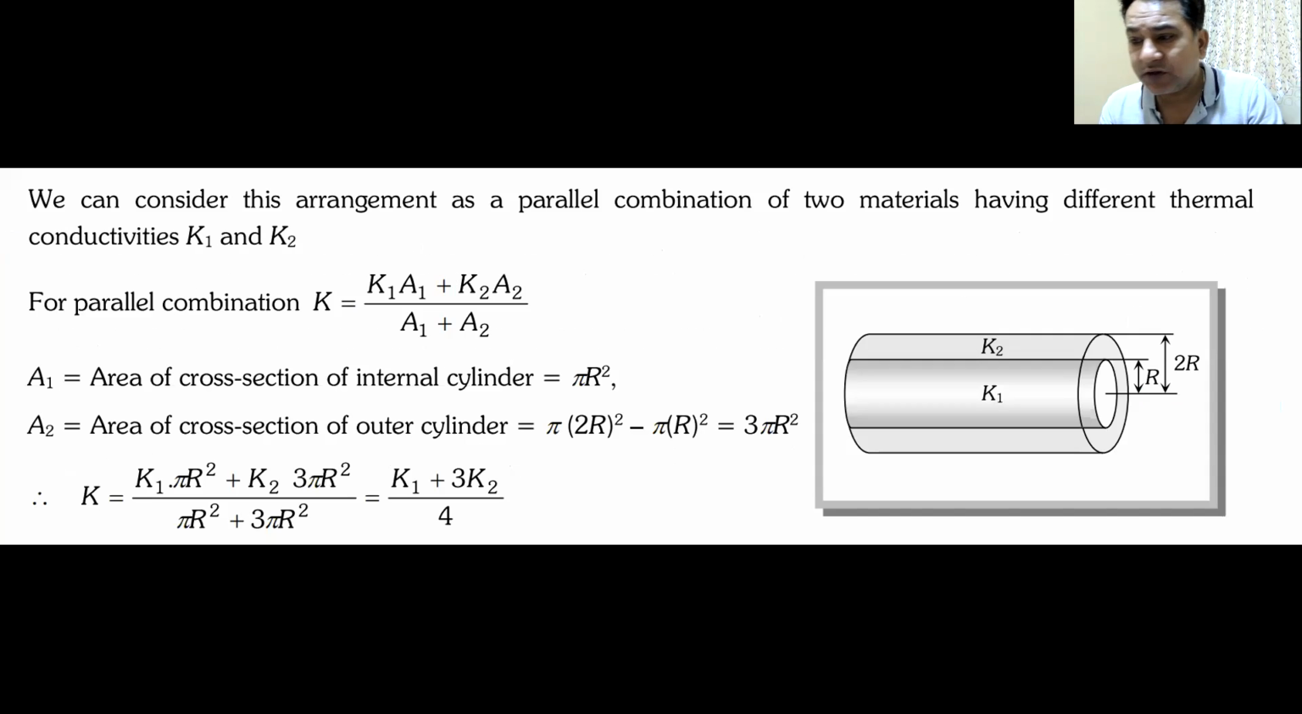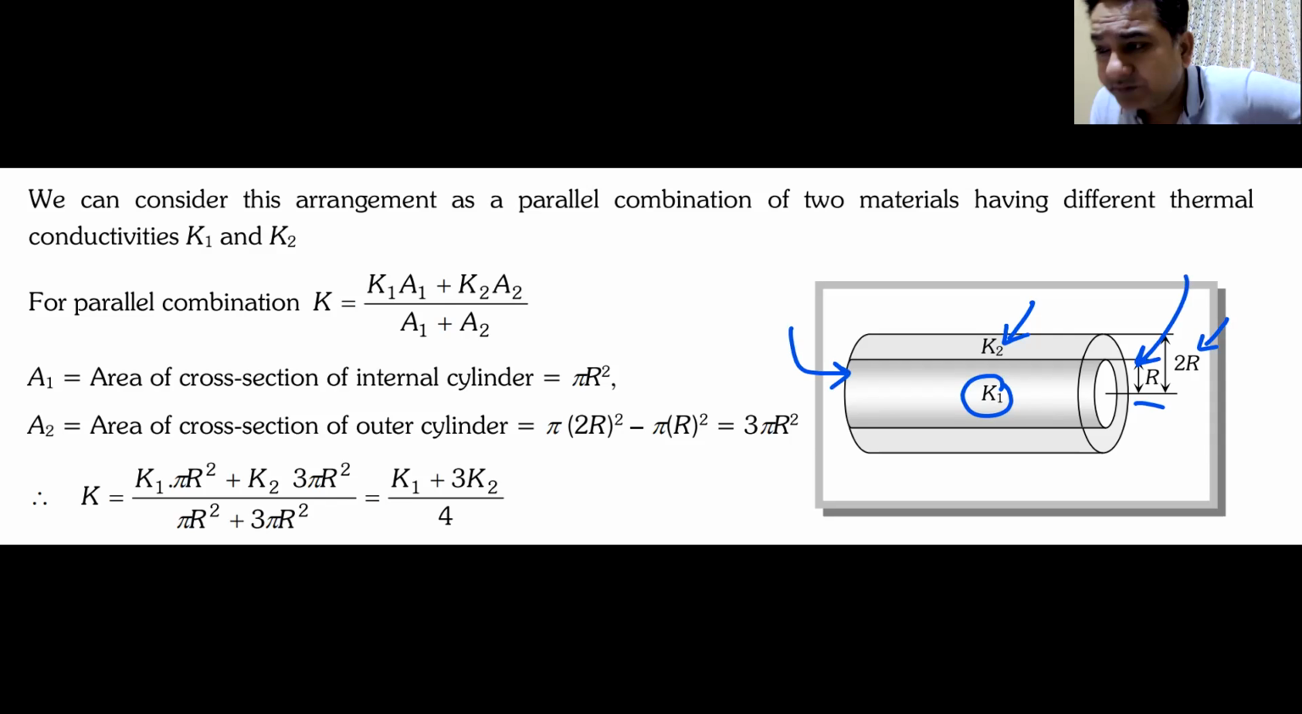How do we go about solving this? We just draw a diagram, though even without a diagram you can solve this question. You have an inner cylinder, thermal conductivity K1, radius R, and an outer cylinder, thermal conductivity K2, inner radius R and outer radius 2R. It is very simple, right? Then this end and this end are maintained at different temperatures, so you can understand that they are put in parallel. Both of them are in parallel.